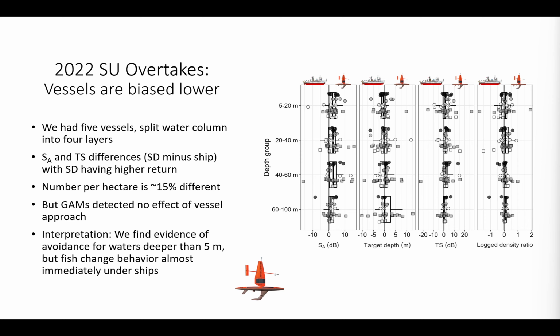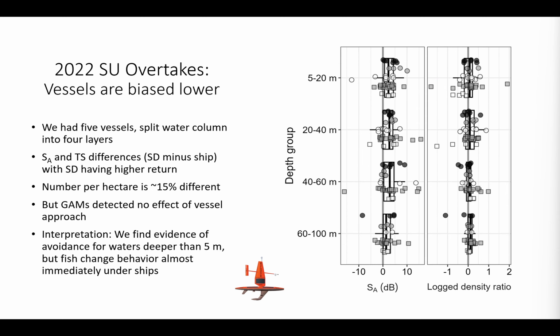Looking across the depths and of the variables tested, we found differences in the SA and TS, but not necessarily density when it came to statistically significant differences. However, it was marginal, and just to zoom in a little bit, you can see how each of these lines is a little bit to the right. Again, this is sail drone minus ship, and so that means it's biased a little bit towards the sail drone across these different depth bins.